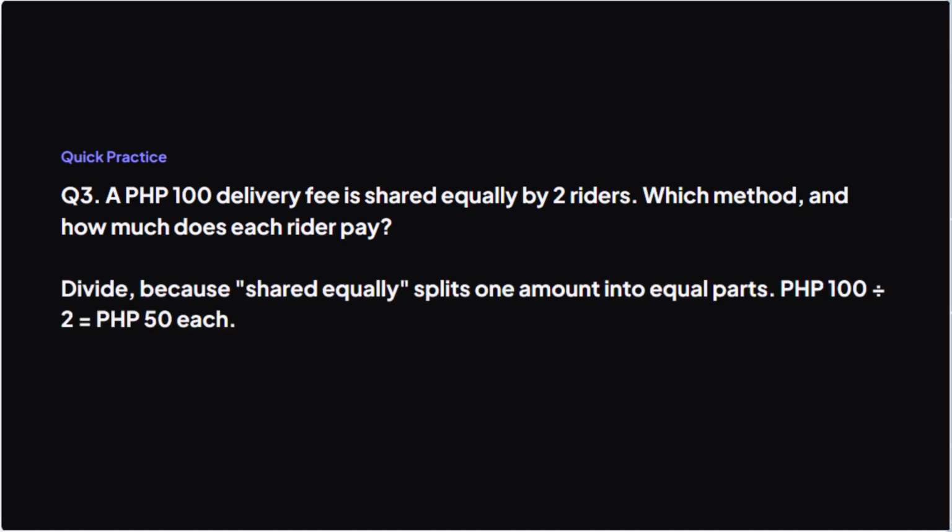So the answer is divide, because shared equally splits one amount into equal parts. That's 100 pesos divided by 2. That will give each rider 50 pesos each.